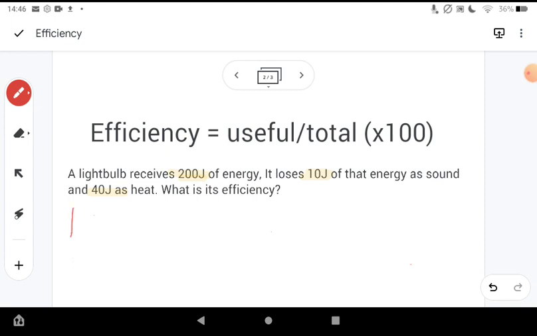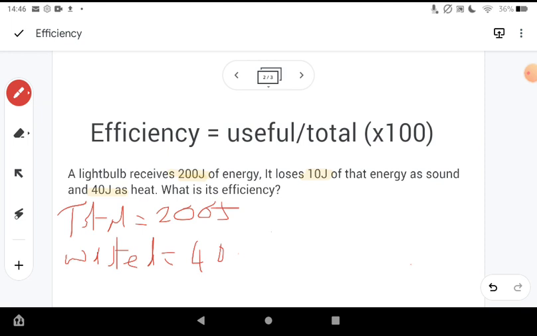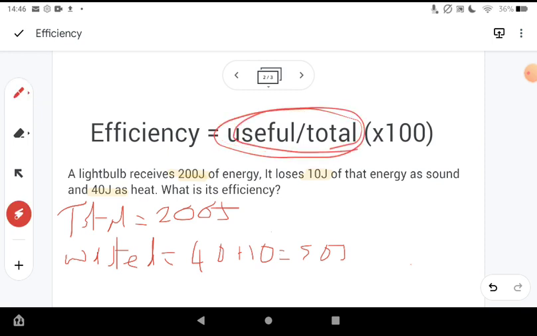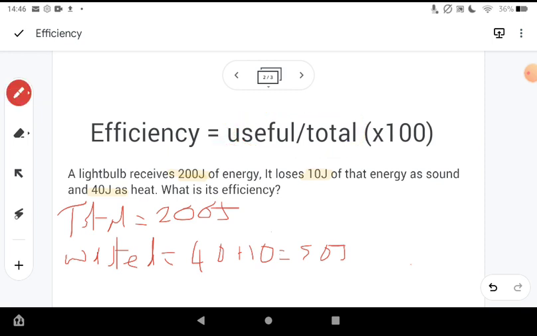The total input from the electrical is going to be 200 joules. Now, the wasted, because as we've stated, the heat energy and the sound energy are wasted, is going to be 40 plus 10. So we're going to have 50 joules of wasted energy. However, you'll notice that neither of the two variables you need is wasted energy. So I need to figure out the useful energy.